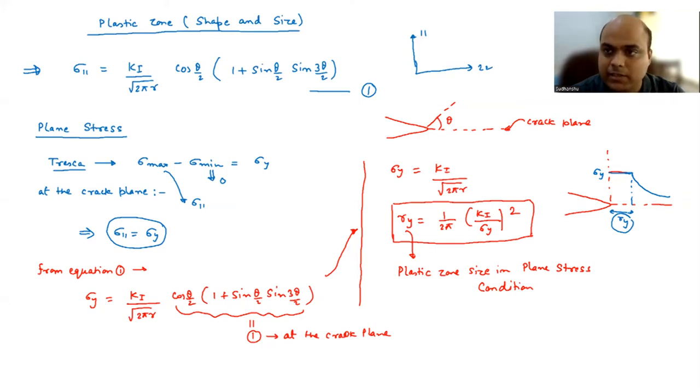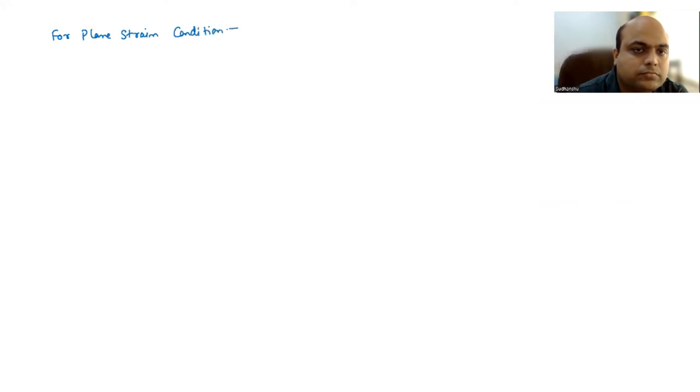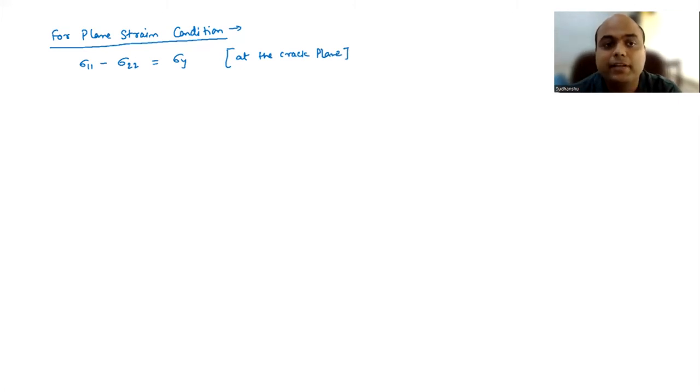And what will happen in plane strain condition? You know now that it is going to require higher amount of stress than plane stress condition for yielding, right? So for plane strain condition, sigma 11 minus sigma 22 equal to sigma y. Again, this is at the crack plane. Remember, we are applying Tresca criteria where the sigmas are principal stresses, and only at the crack plane you don't have shear stress. Okay, so sigma 11 and sigma 22 automatically become principal stresses. So it becomes very easy. For all the calculation purposes we use the crack plane, because now you can apply very easily the Tresca criteria. Okay.